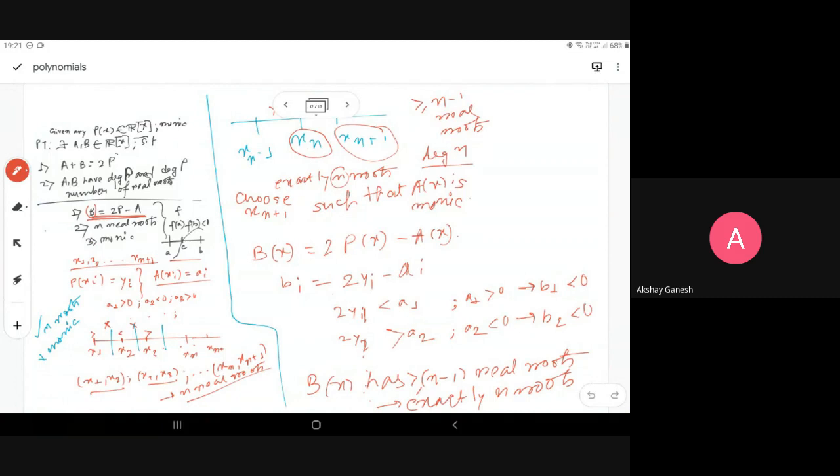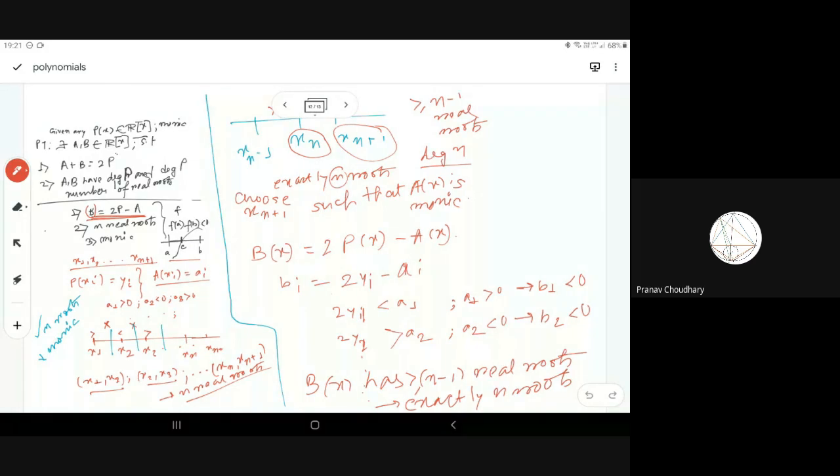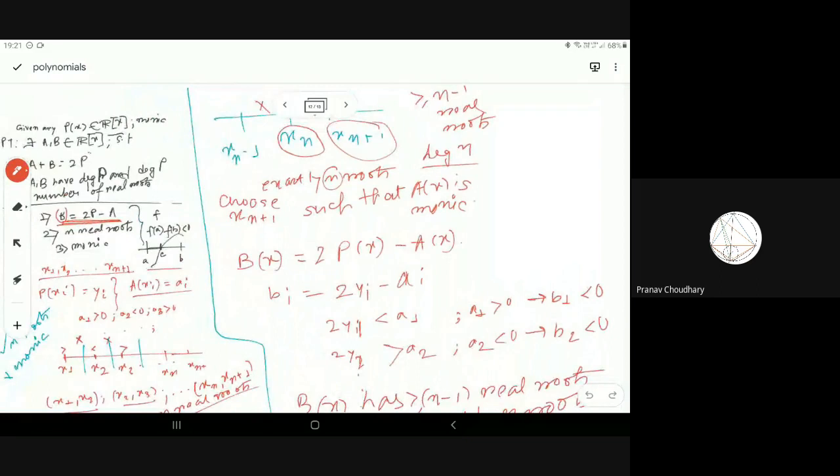Does anyone have any questions regarding this? Oh, how do we ensure there are only n roots? Also, between x1 and x2 there can be three roots also, no? No, but if we choose them in such a way, that is not a really big problem. You are not just choosing only one interval, right? You are choosing n intervals, and you ensure that there is one root between each of them.